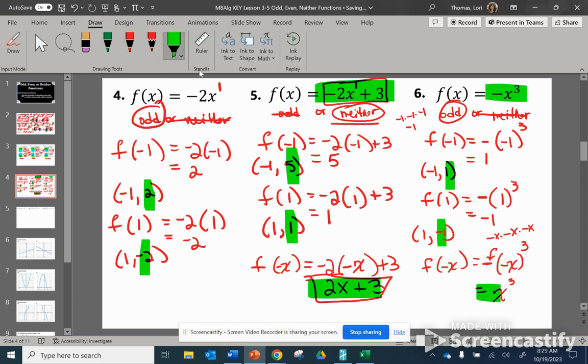So now I'm comparing these two outcomes instead of a single value, and we can see they are totally opposite in sign. That is why we can definitely know that this is odd. The outcomes are opposite.